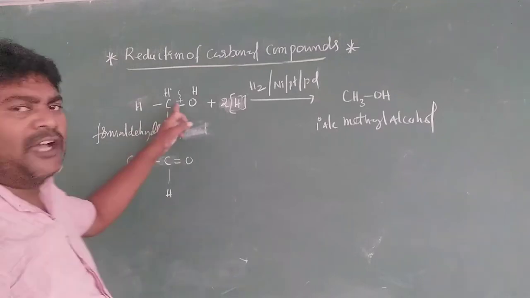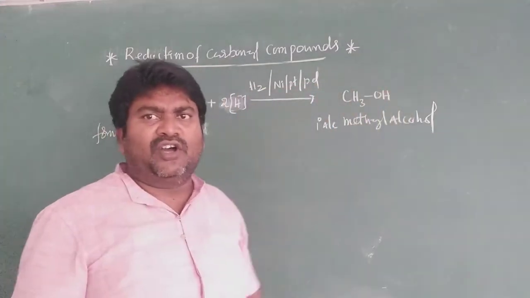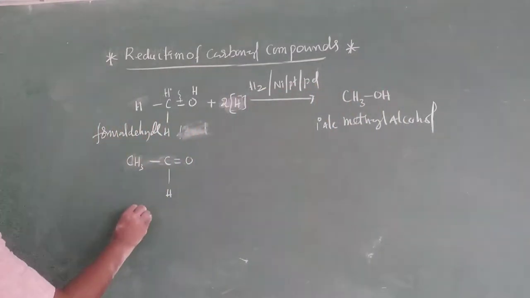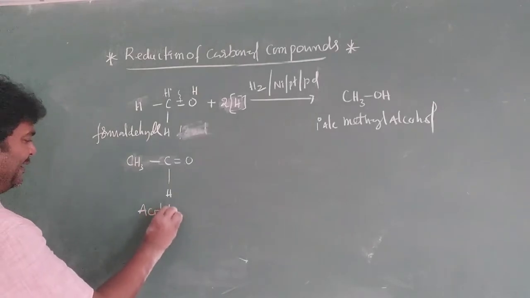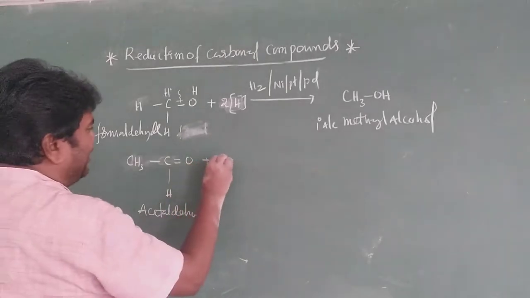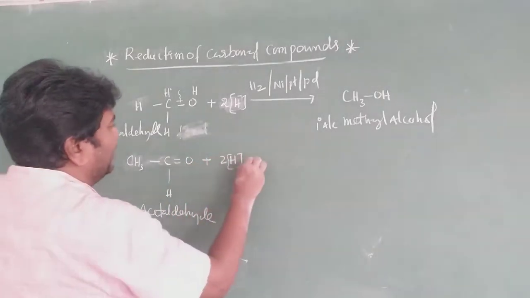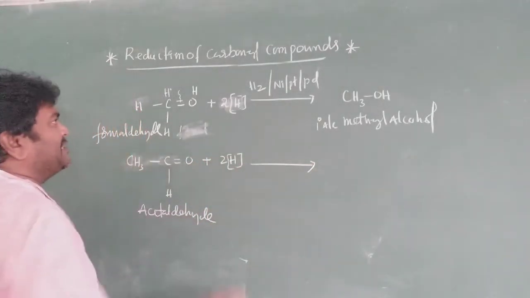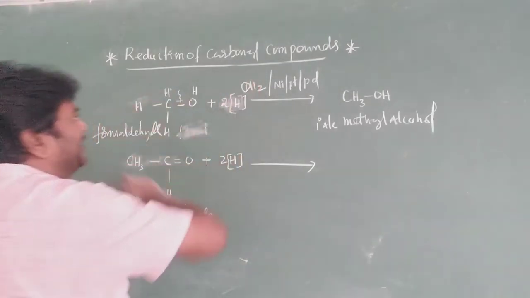Formaldehyde contains one carbon. You will get it as a one-carbon alcohol. Okay, next one. It is acetaldehyde. What happened here? Same thing. Two nascent hydrogens in the presence of... okay, sorry, it is H2.